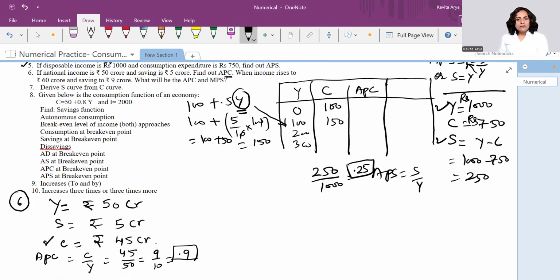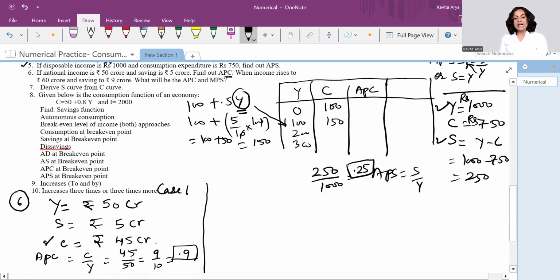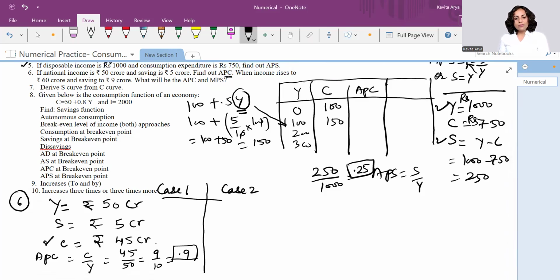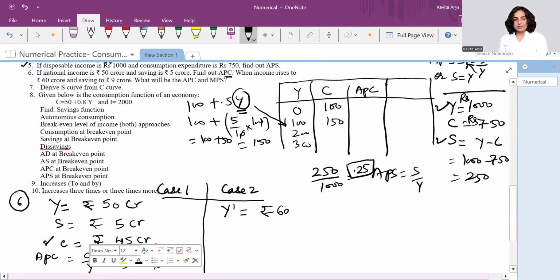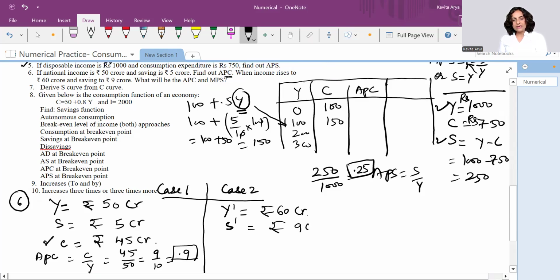Then the next is when income rises to 60 crores. So far this was case 1, and I have to have case 2 also for the same. So what do we do and how do we do? Now the income rises to 60 crores, so Y dash is equal to 60 crores, the final value. And savings rise to 9 crores, so S dash comes out to be 9 crores.